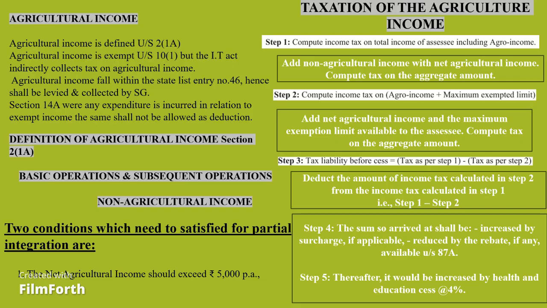These subsequent operations would be agricultural operations only when taken in conjunction with and as a continuation of the basic operations. That is, basic operations are those operations by agriculturists which are absolutely necessary for the purpose of effectively raising produce from the land.